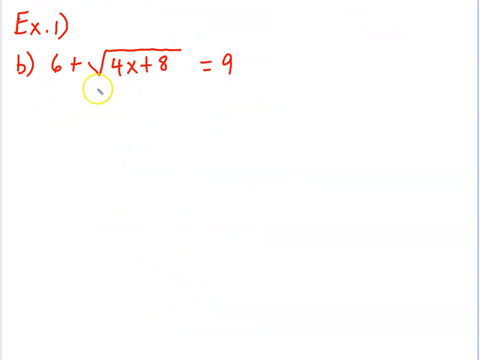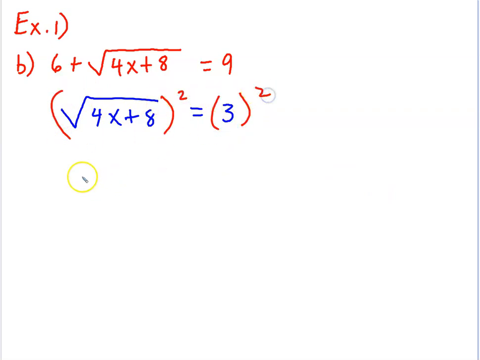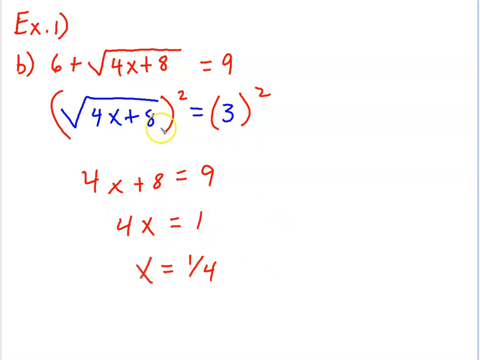Okay, so once again, isolate the radical first. So that means I'm going to have to subtract 6 from both sides. Now I'm going to raise both sides to the second power to get rid of the square root. It's going to leave me with 4x plus 8 equals 9. Subtract 8 from both sides. Divide by 4 on both sides. And then just do a check and make sure that this actually works.